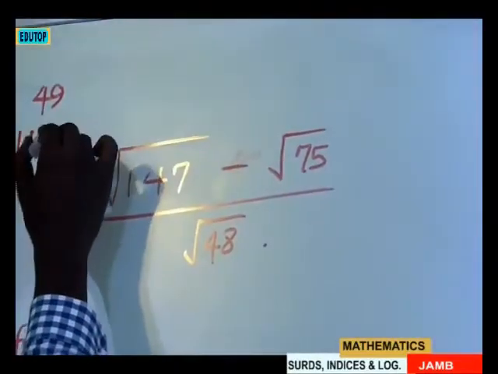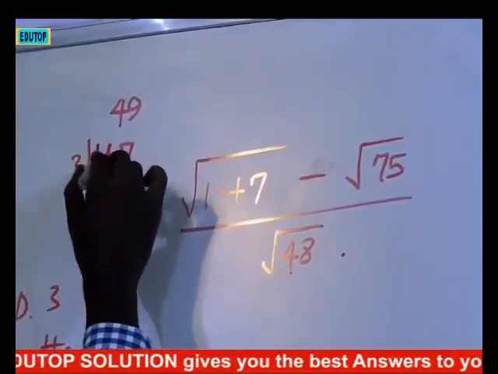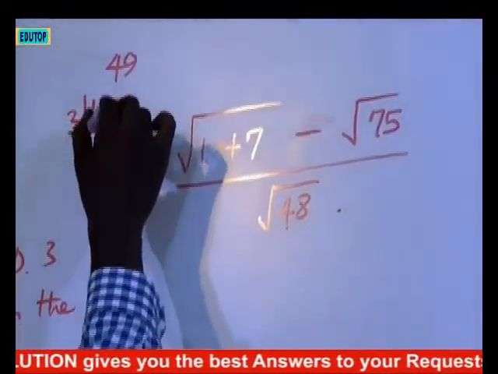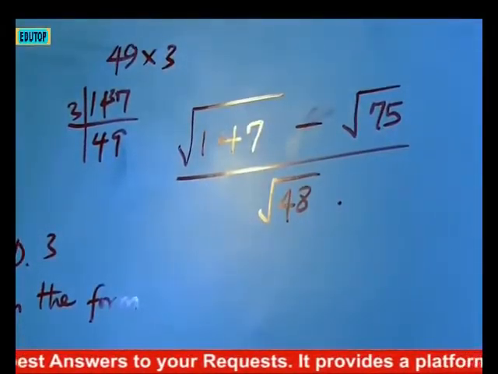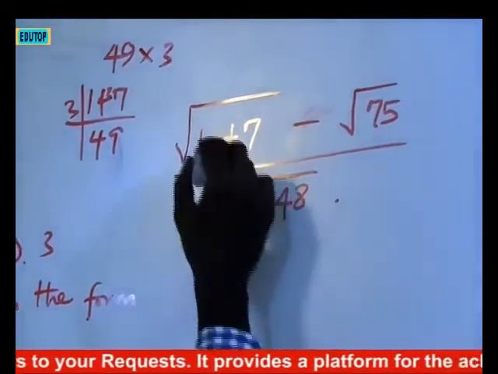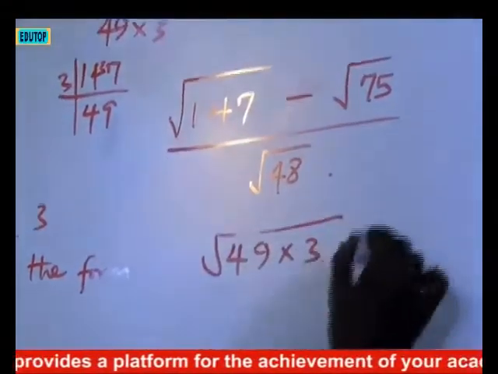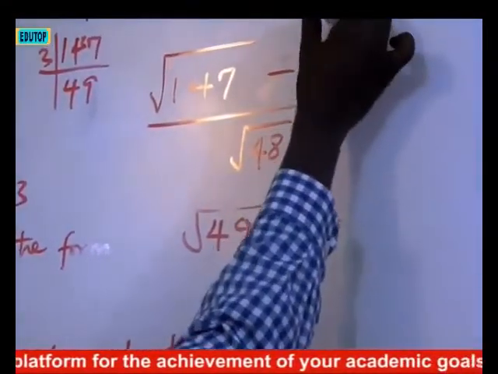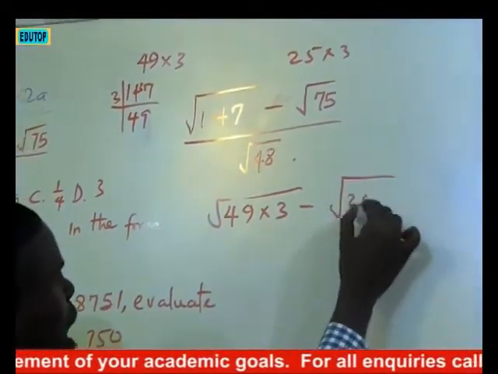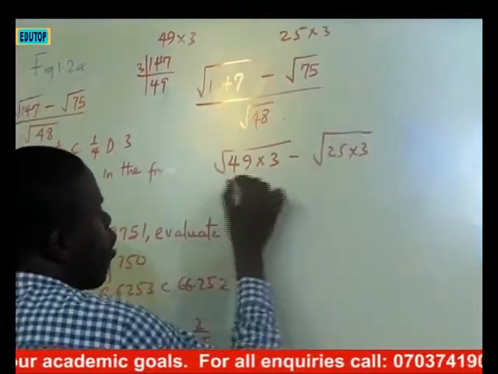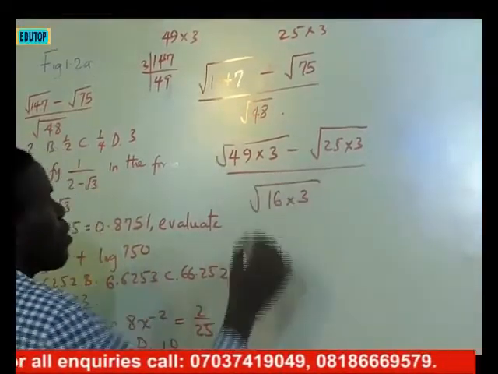Let's reduce it to know the one that will fit in. 3 into 14 is 4, and then 2. So 49 times 3 would be a perfect match for that. So I can write 147 as 49 times 3. Minus this, that of this one is not far-fetched: 25 times 3, so that's the square root of 25 times 3. Then over that of this is also not far-fetched: 16 times 3. So I have something like this.